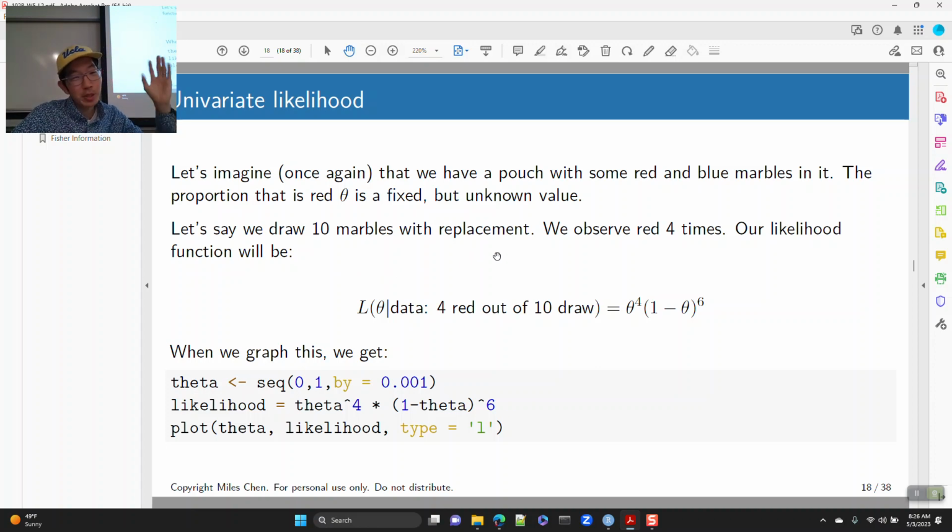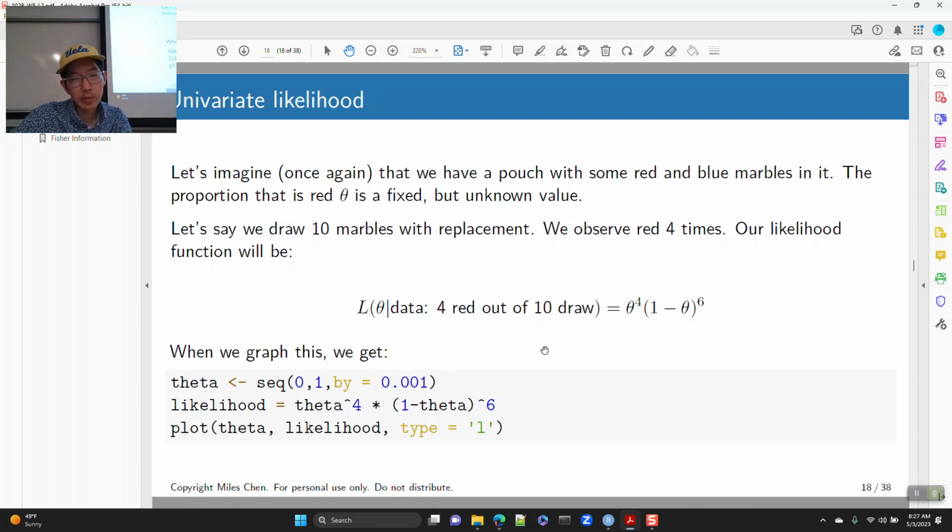Anyway, we're going to say we draw 10 marbles with replacement. We get red marbles 4 times, okay? And so our data is we get 4 red marbles out of 10 draws, and therefore the likelihood of our data, if we're assuming a Bernoulli thing, for this one particular sequence, is going to be theta to the 4 times 1 minus theta to the 6. If we wanted to make a binomial, we could add in 10 choose 4 or whatever. But this is what we have, okay?